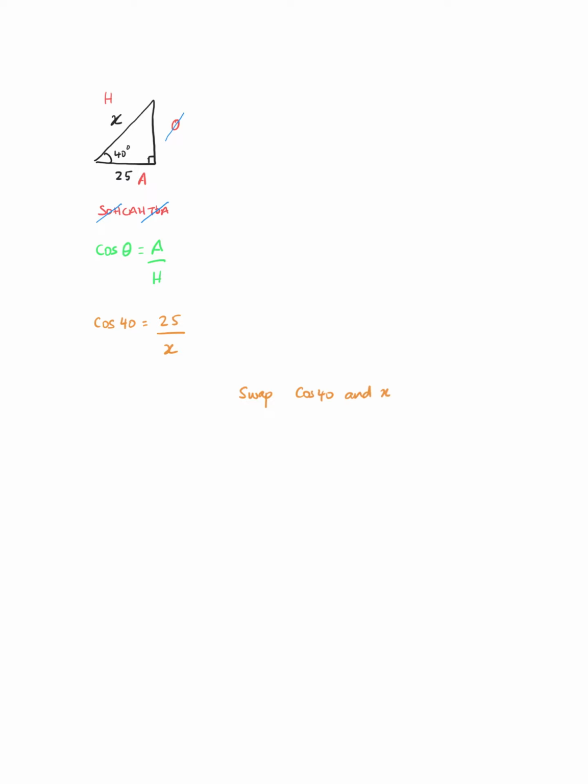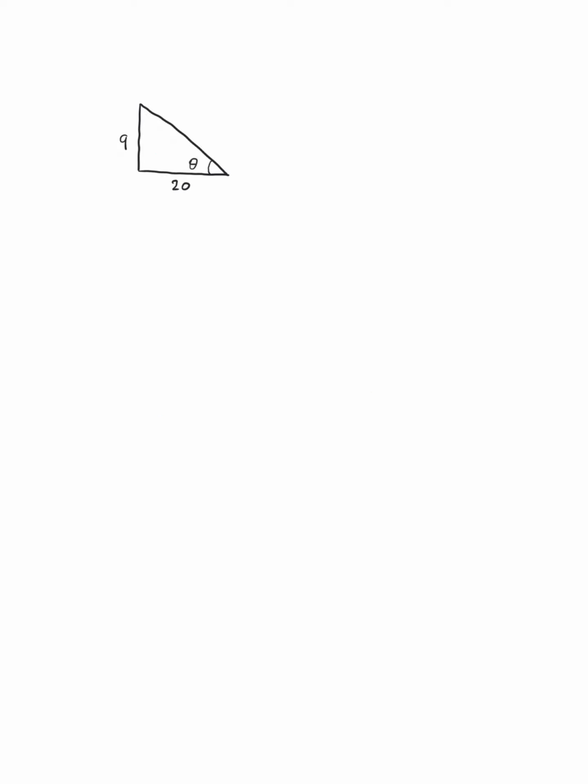So when x is on the bottom, you can just swap it around. So x is 25 over cos 40. And if you remember, we'll leave it as cos 40. We're not going to calculate that value yet. We can put 25 divided by cos 40 on our calculators, and to 3 significant figures, that's 32.6.